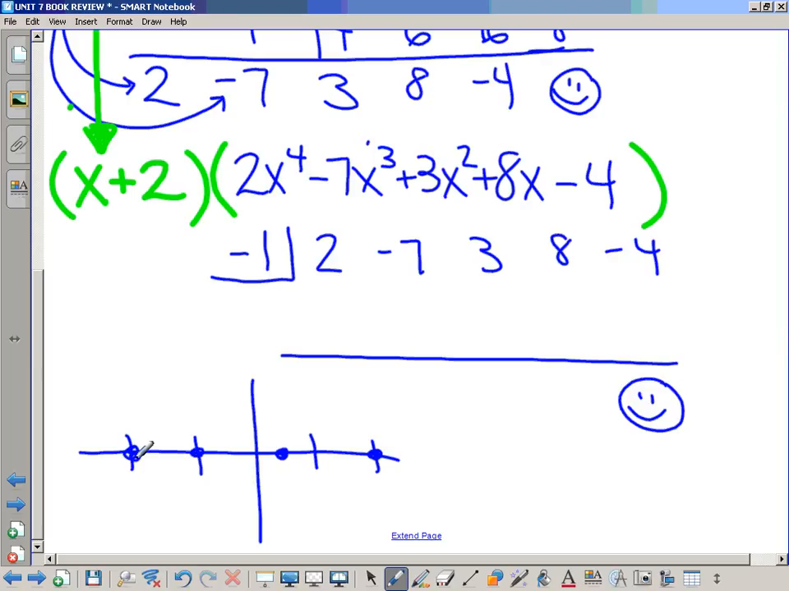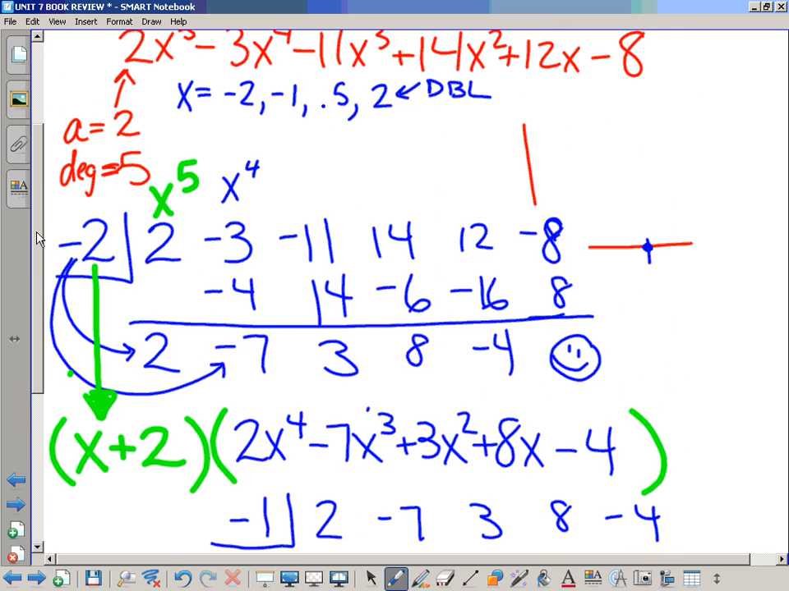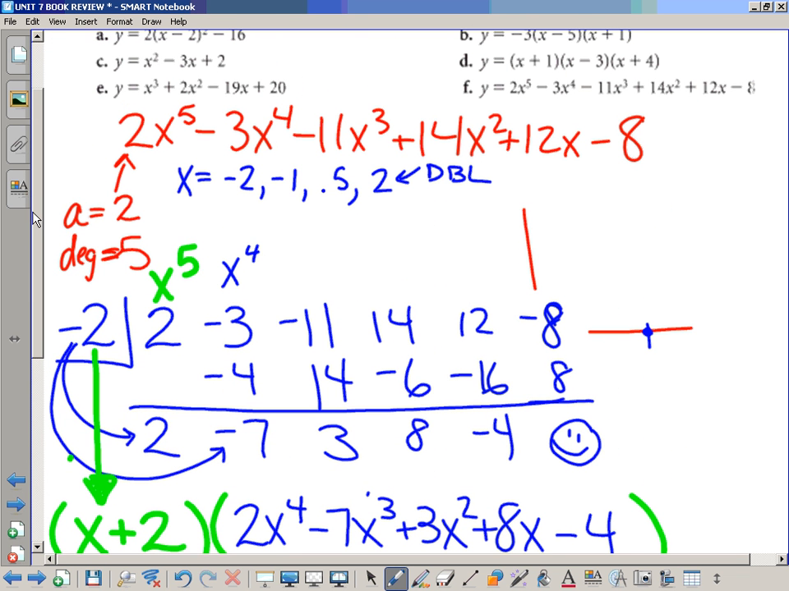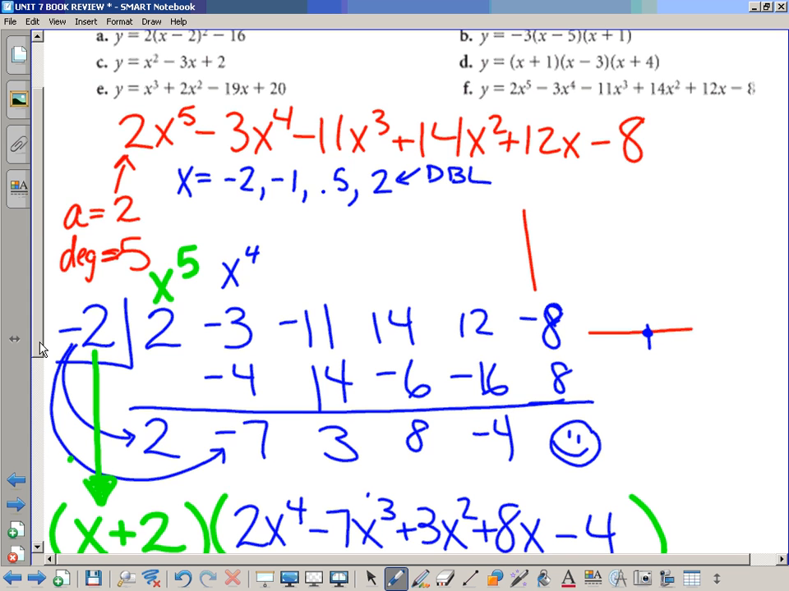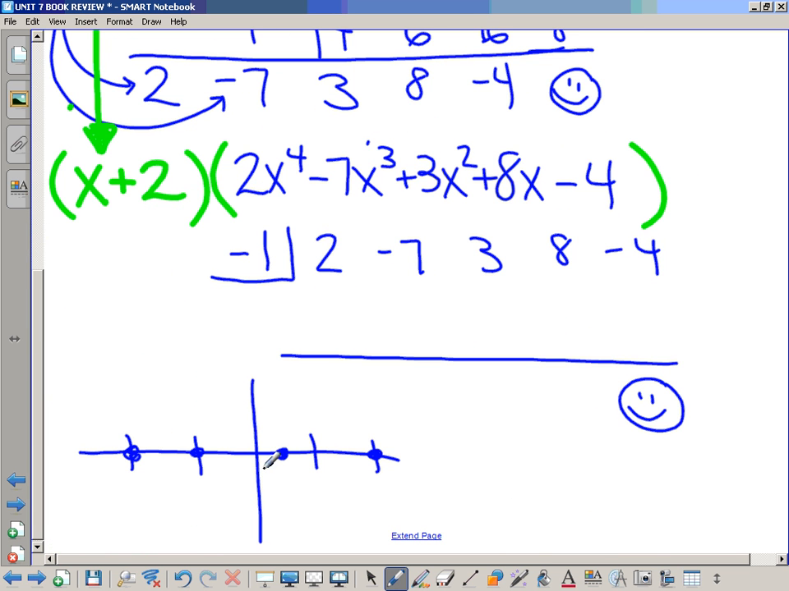Once you get it in factored form, or even at the very beginning, if I plugged in 0, what do you get for the y-intercept? 0 would knock out this guy, this guy, this guy, this guy, this guy. What do you get? Negative 8. So another thing you could graph is its y-intercept down at negative 8. And then just give your graph a little sketch like that.